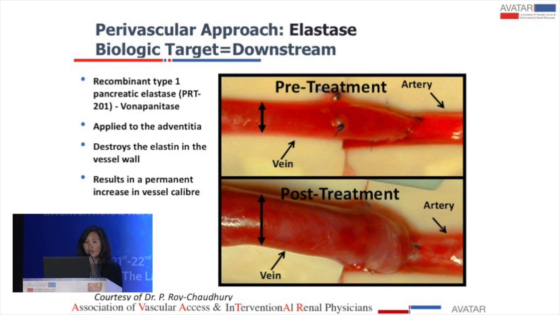One very promising agent is pancreatic elastase, again, a perivascular approach targeting downstream biology. So this is something that the surgeon would do at the time of surgery. This vonapanitase is actually dripped on top of the anastomosis. It's done over 10 minutes. And what it does is it destroys the elastin in the vessel wall, permanently creating an increase in vessel caliber. So you can see that before treatment, this is what the vein looks like. Post-treatment, you have this dilatation.